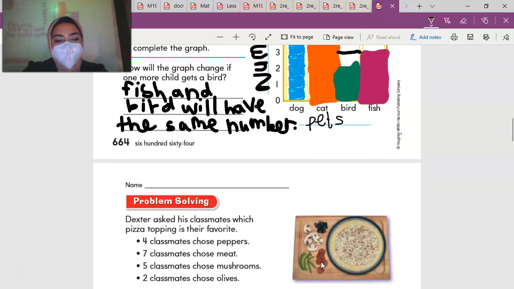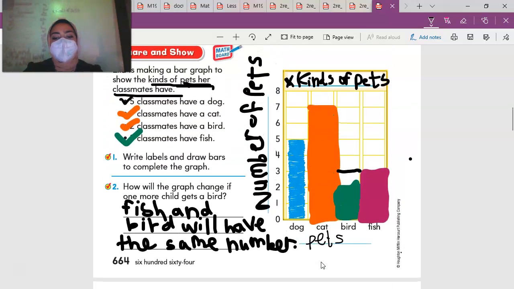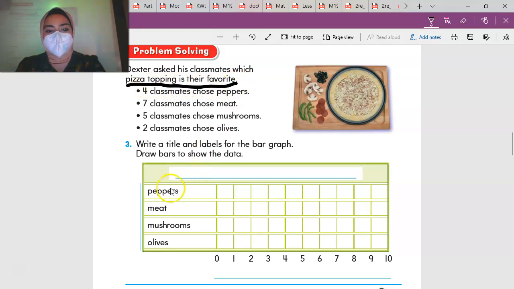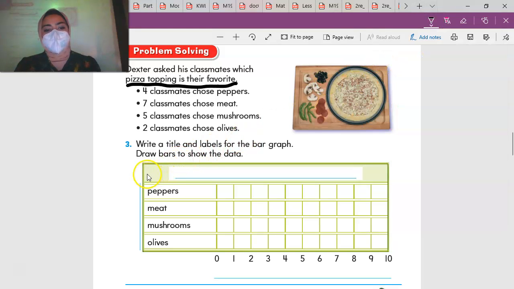All right, moving on. Does anyone need more time on this? Okay, I'm sorry. I'll give you some more time to write this down. Go ahead and pause the video now. Okay, moving on. Dexter asked his classmates which pizza topping is their favorite. And then it tells us the information, and then it says write a title and labels for the bar graph. Draw bars to show the data. So Dexter asked his classmates which what? Pizza topping is their favorite. So what do you think the title is going to be? Good. Favorite pizza topping. So I'm going to write favorite pizza topping.